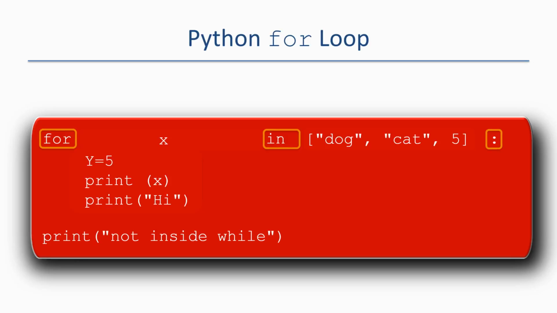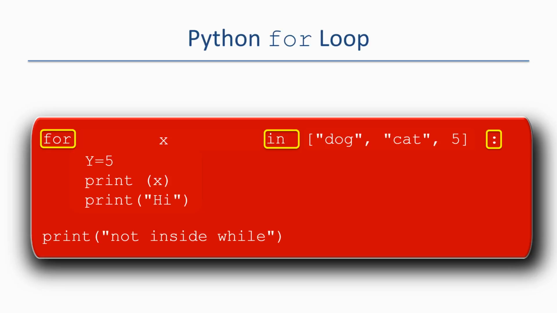As you may have noticed, the format of the for loop is almost the same as in an English sentence. For example, you may say to somebody, for each book in bookshelf, do something. Or, for this example, you are actually saying, for each x in the list of dog, cat, and 5, do the following 3 statements. What happens is that the for loop will be repeated 3 times, or technically 3 iterations.